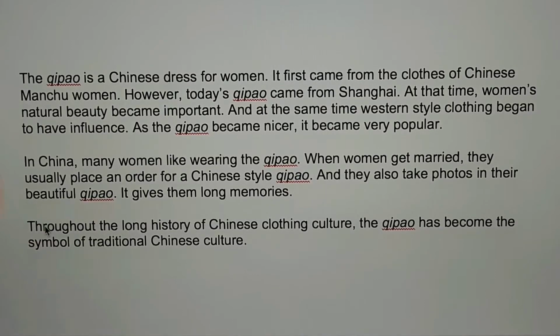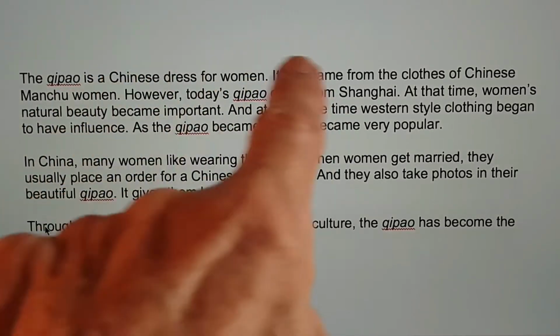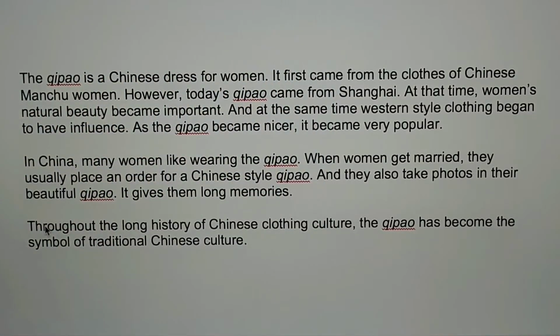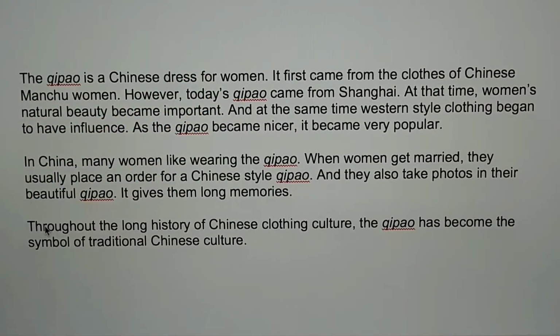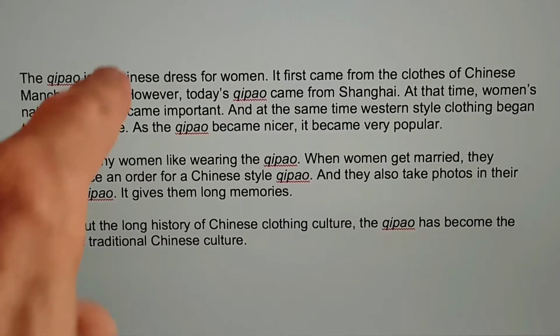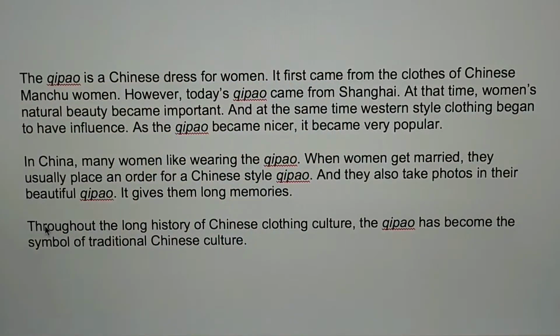For example, look at this first part. The first two sentences. They're short. The qipao is a Chinese dress for women. It first came from the clothes of Chinese Manchu women. You could change those two sentences and make it one. In a moment, I'll show you how, but for the moment, let's look at a few more things.